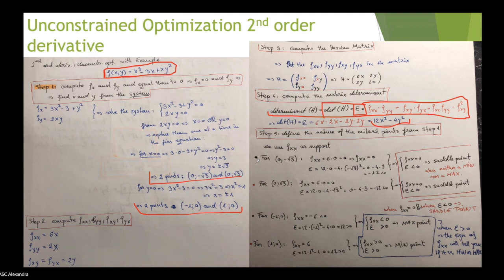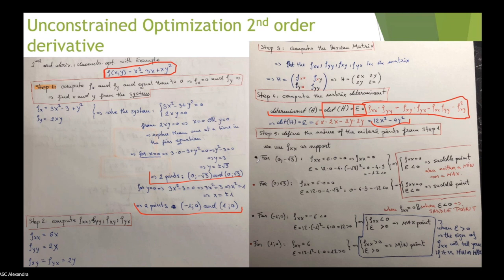Did I move too fast, or did you manage to follow and understand a bit the steps of the unconstrained optimization? Give a thumbs up. Anyone? Okay. Good.